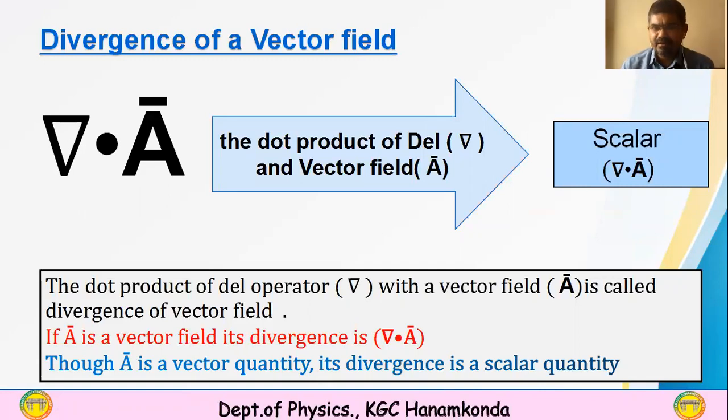The dot product between the del operator and the vector field is called divergence, and this divergence is a scalar quantity. Though we are taking a vector quantity and doing a dot product with the del operator, we are getting a scalar quantity. This is the mathematical operation.